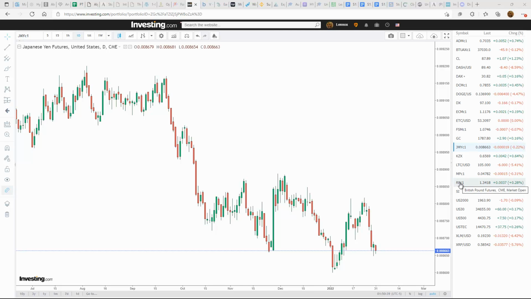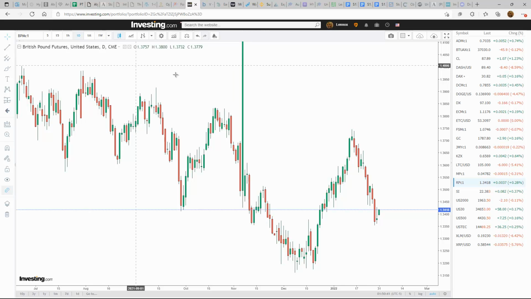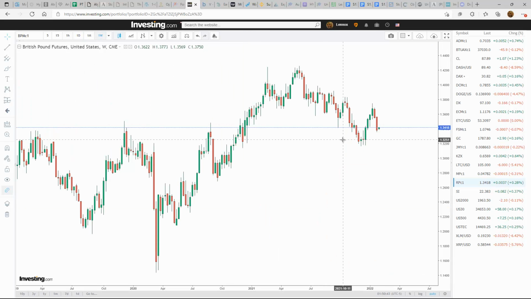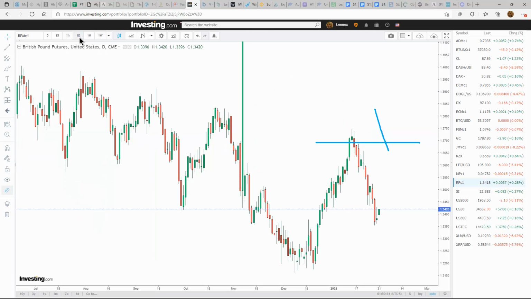Let's see what else. The British pound should be similar to the euro. We would be looking for continued moves to the downside, and that's what's setting up here. We could break these levels going into this week. If I drop to the daily, we see that we are indeed in a move to the downside, so continued pressure on the GBP versus the US dollar. All right, so that's a look at those.